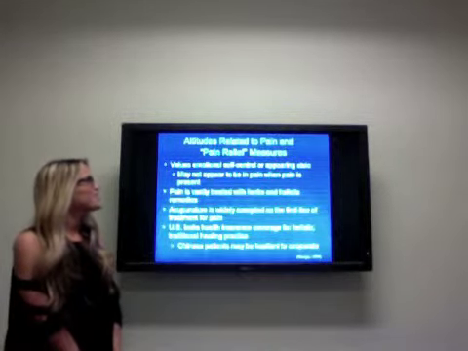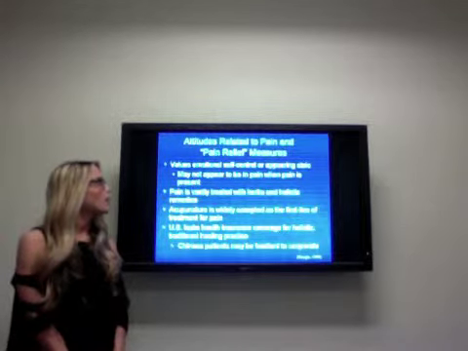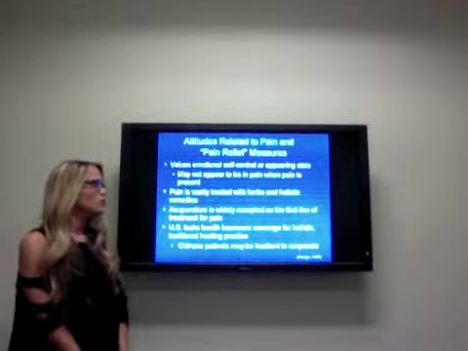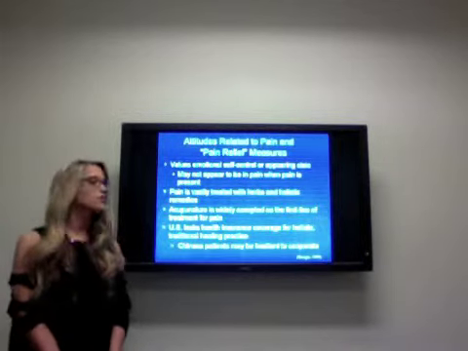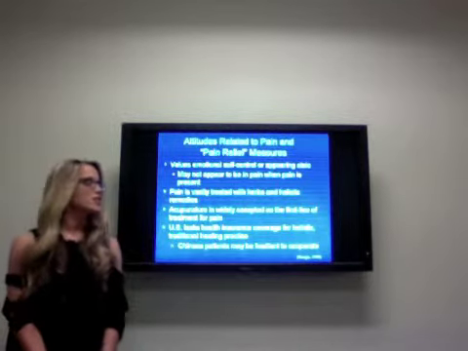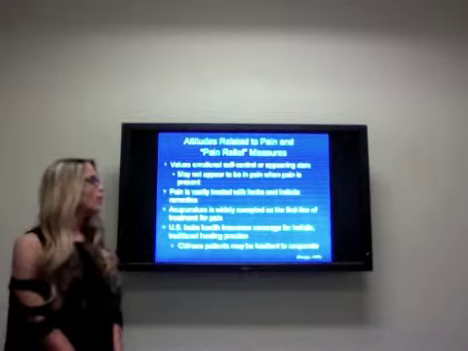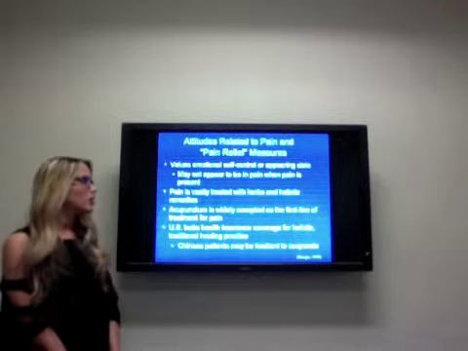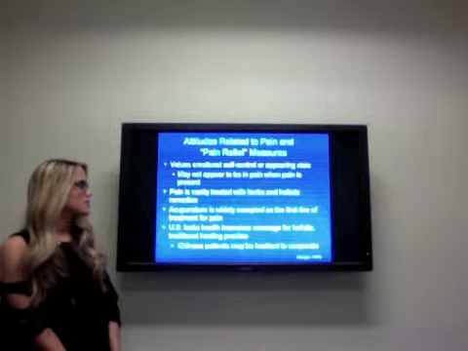There are different attitudes related to pain and pain relief measures in Chinese culture. This culture values emotional self-control and appearing stoic, so many times nurses or doctors will have to offer pain medications continually and periodically to these patients, because it's against their culture to accept pain medications the first time they're offered. They may not appear to be in pain when pain is actually present, so continual assessment is necessary.